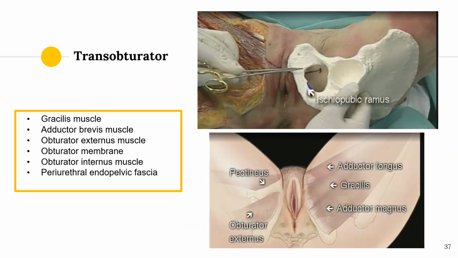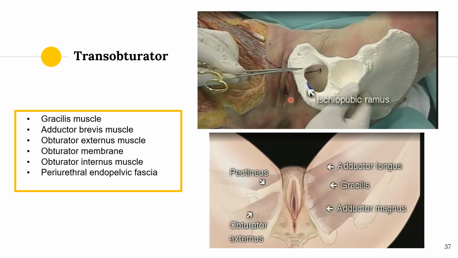Okay, now let me go through with you the procedure of performing TVTO anatomically. We may start with the vaginal incision. We need to identify the urethral opening. We make a 1 to 2 centimeter vaginal incision at the mid-urethra area, usually around 0.5 to 1.5 centimeter below the urethral opening.